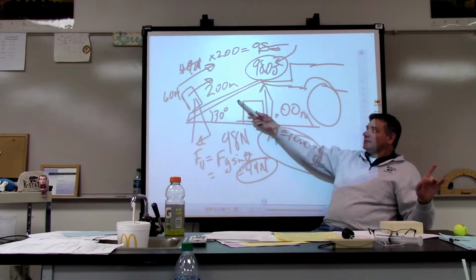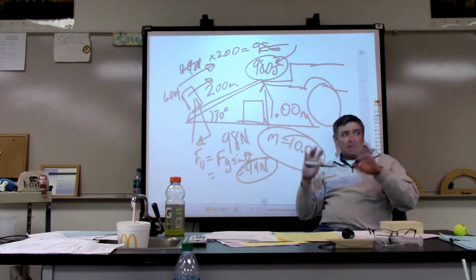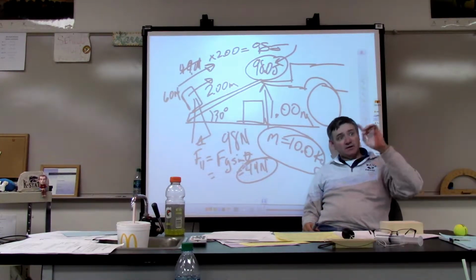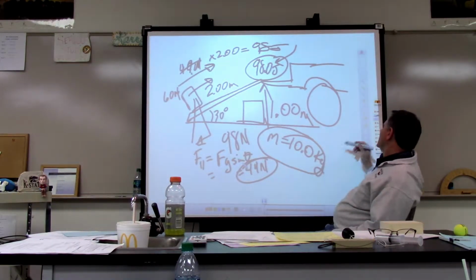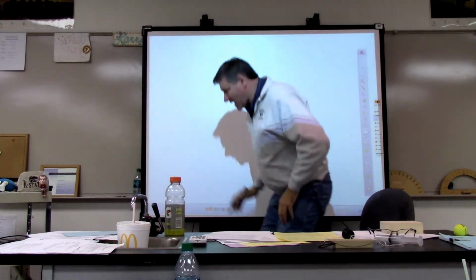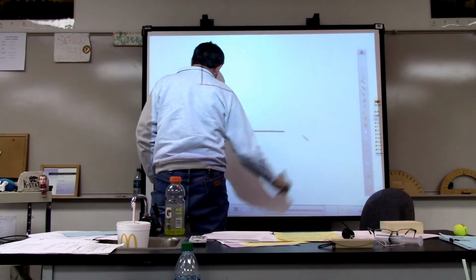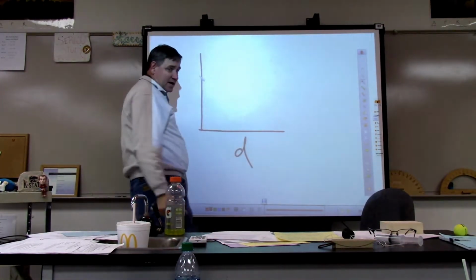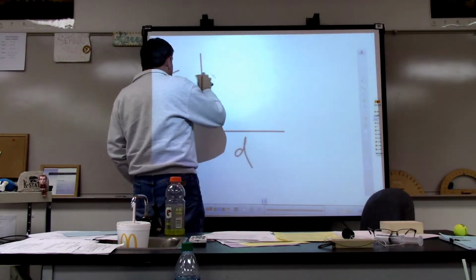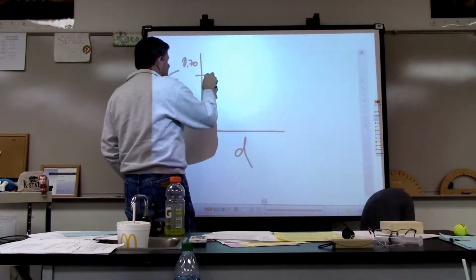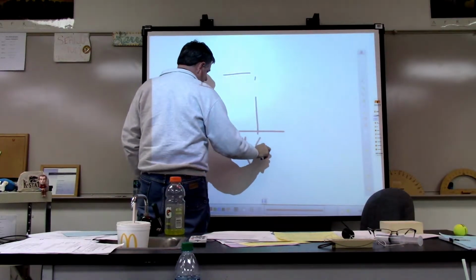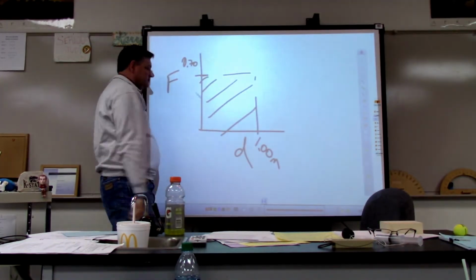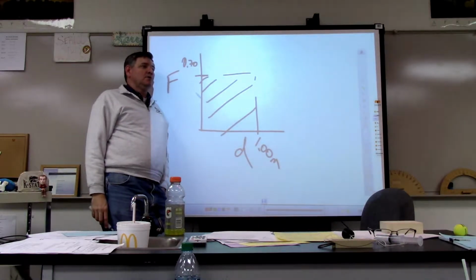So don't sit in and go, well, that'll take more time. Time is not a consideration when you're talking about work. There's only two things: there's force and there is distance, and that's it. Now, let's say that we want to look at this on a graph. So let's say you have a force-distance graph. If you look at what I just did pulling this, I exerted a force of 0.7 newtons over a distance of 1 meter. So what does the area on a force distance graph get you? Work.